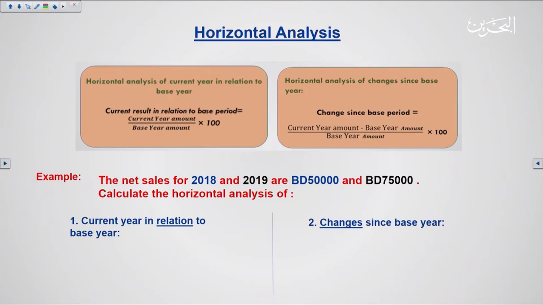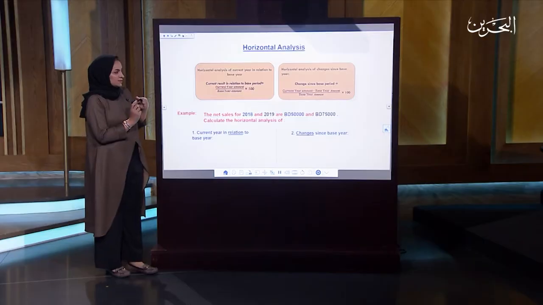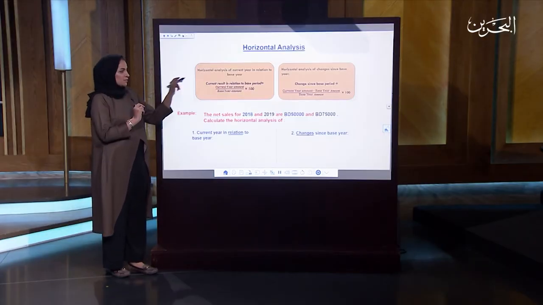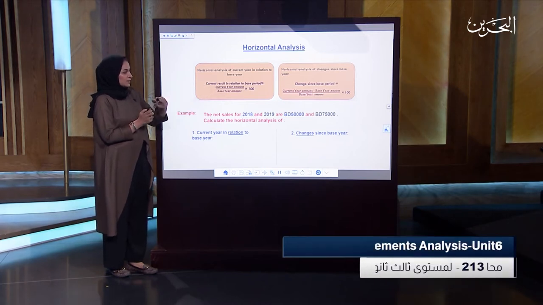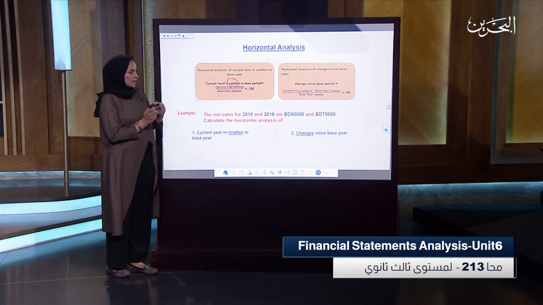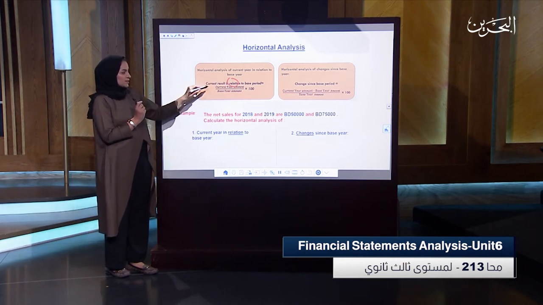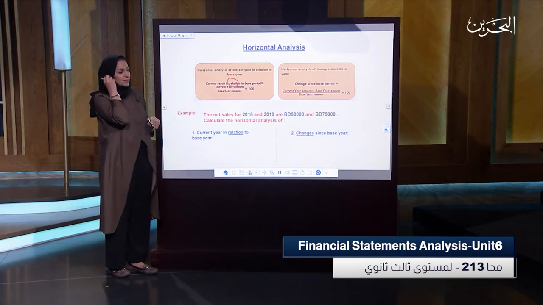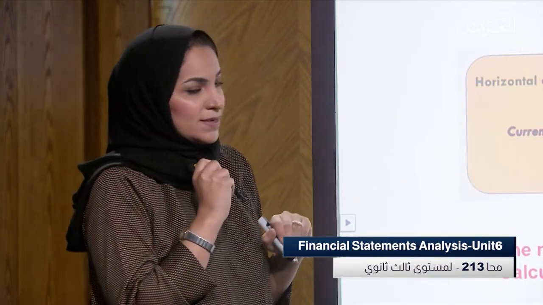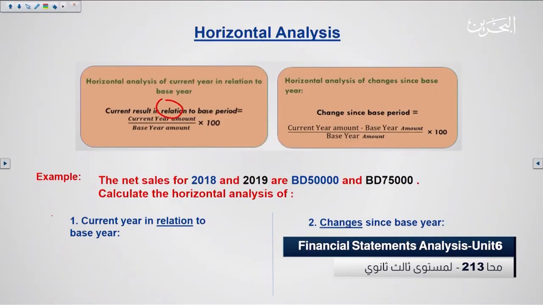Just a quick reminder, we explained already horizontal analysis. We said that we have two formulas. The first formula is current year in relation to base year. When we hear relation, it means current year amount divided by the base year amount multiplied by 100. The second formula, change since base year. When we see change or increase or decrease, we have to apply the second formula, which is current year amount minus base year amount over base year amount multiply by 100.